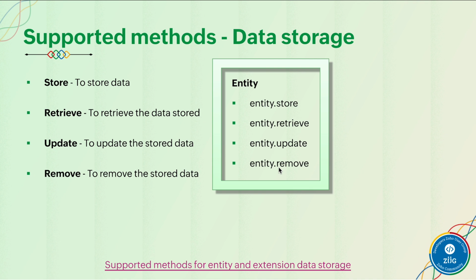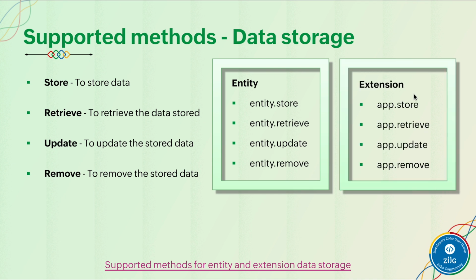When you do extension level data storage, the operations are the same, but the method name is prefixed with the keyword app. Just like for entity, it was prefixed with entity. Since extension level data is stored against the entire extension or application that you're developing, you have to prefix the operation names with the keyword app. So it will be app.store, app.retrieve, app.update, and app.remove. These are the 4 methods supported for data storage, whether entity or extension level data. Now, we essentially have to use these methods in our widget code only, right?